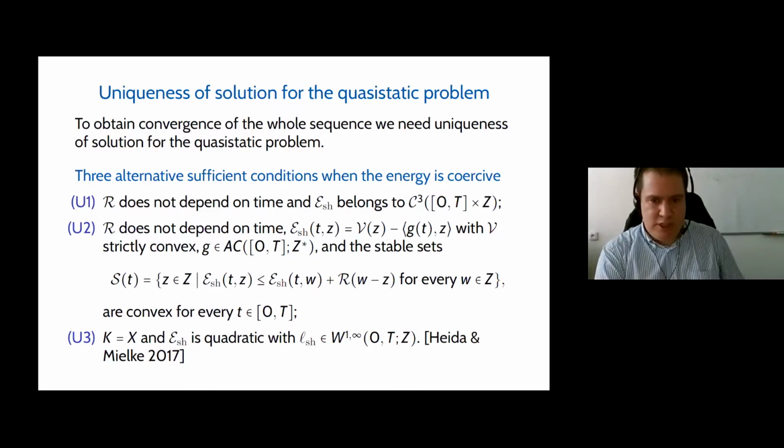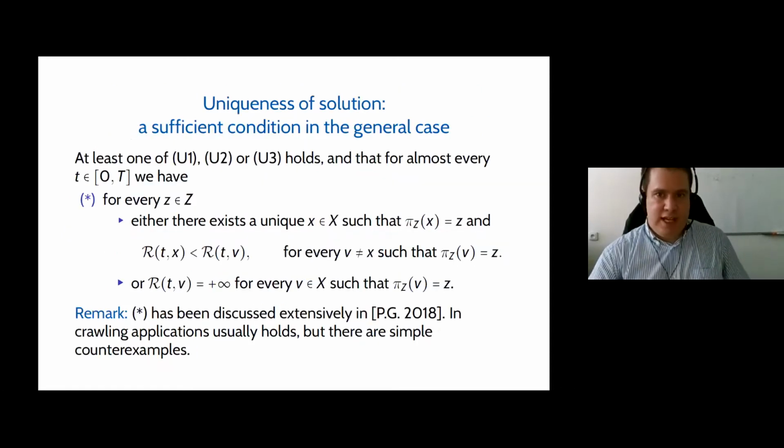And they prove uniqueness of solution only in the case where the energy is quadratic, again coercive, so positive definite, and without velocity constraint, and with Lipschitz continuity in the time dependence of the quadratic energy functional. This was for the uniformly convex energy.